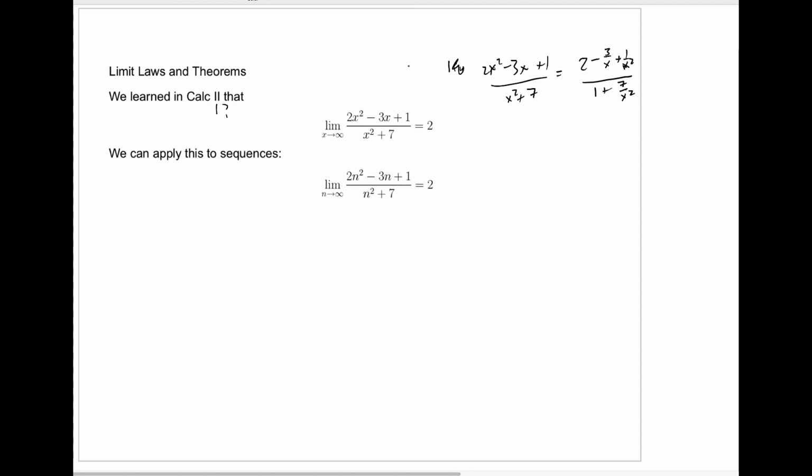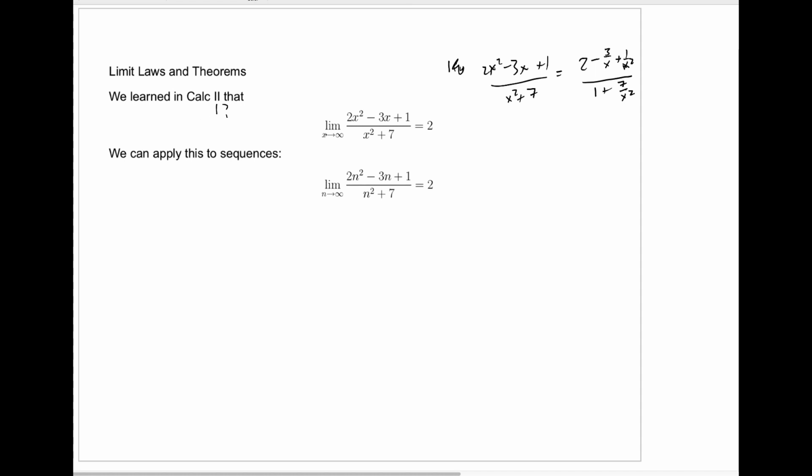And we had limit laws when we take limits of functions. The limit of 2 minus 3 over x plus 1 over x squared over 1 plus 7 over x squared is just the limit of the numerator over the limit of the denominator. To find the limit of the numerator, we just take the limit of 2, which is 2, plus the limit of minus 3 over x, which is 0, plus the limit of 1 over x squared, which is 0, all as x goes to infinity. And for the denominator, the limit is just 1 plus the limit of 7 over x squared, which again is 0. So you get the limit of the numerator, 2, over the limit of the denominator, 1, and you get the limit to be 2. This is just using the limit laws for functions.